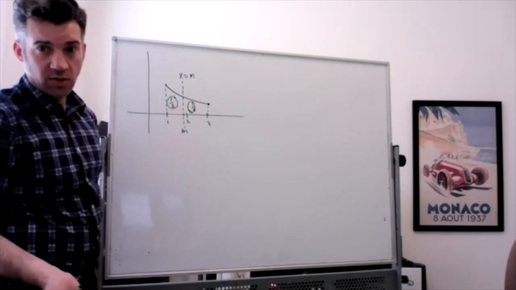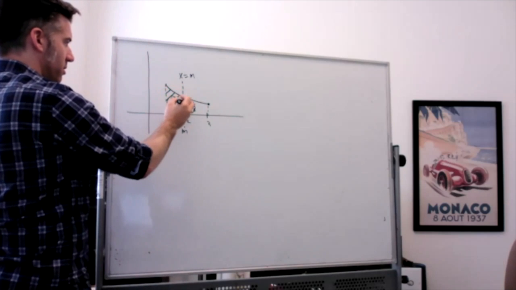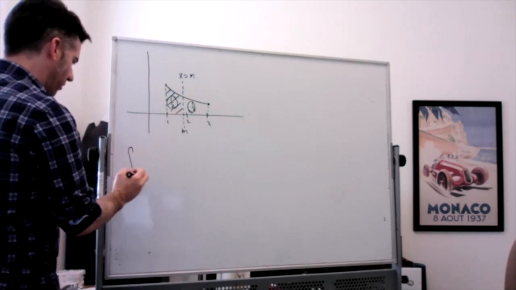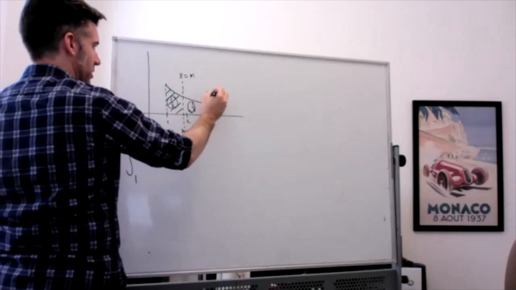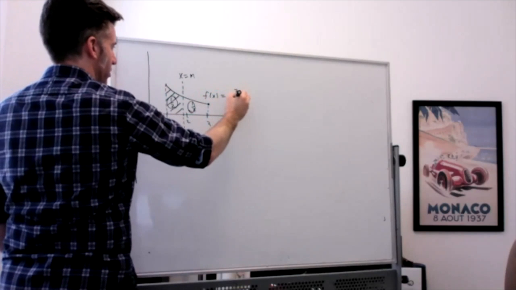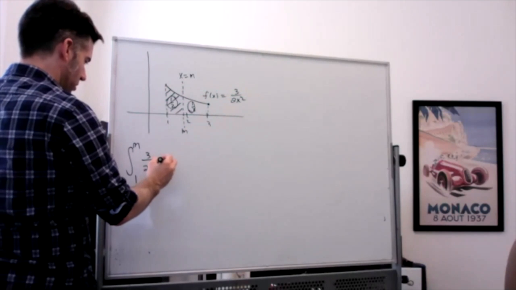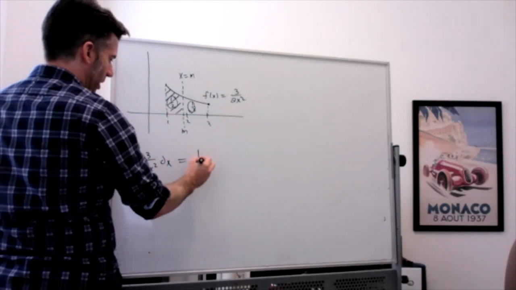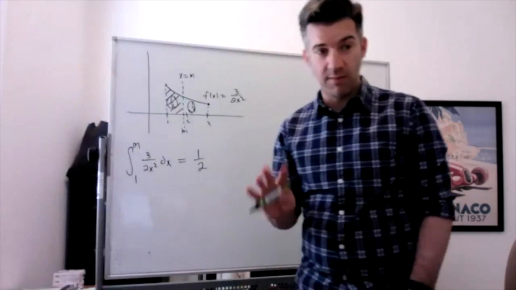What we're going to do is say, okay, if this is half the area, then the integral from 1 to m of our function, which is 3 over 2x squared, needs to equal 1/2. And that's always how you set up to find the median.